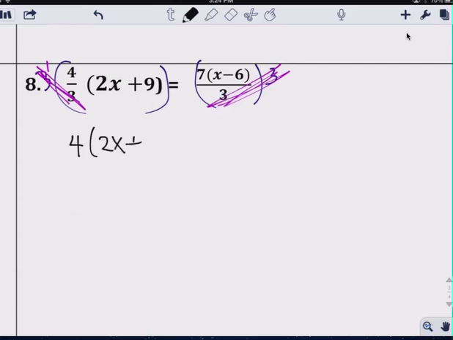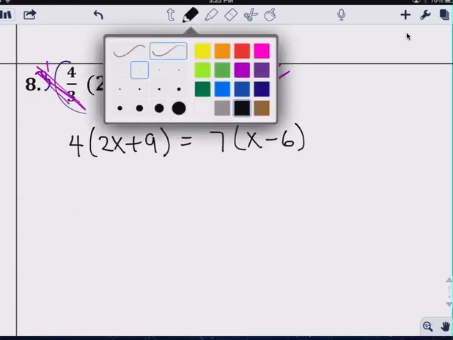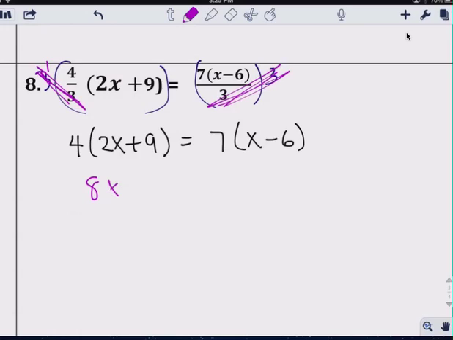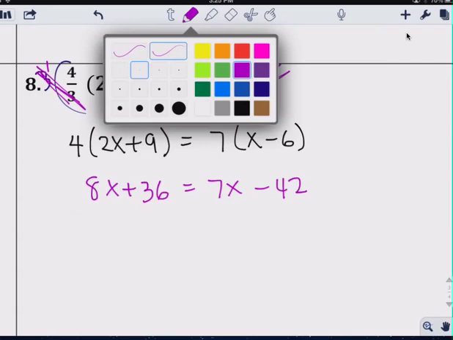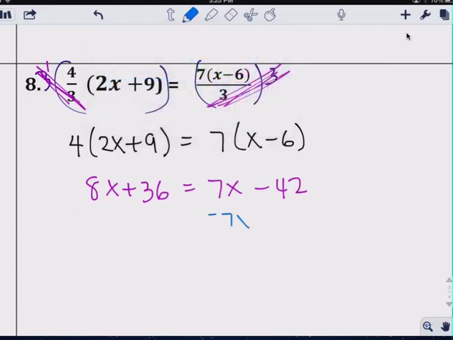2x plus 9 equals to 7 parentheses x minus 6, right? Any questions so far? Okay, so that's 8x plus 36, right? 7x minus 42, right? Okay, now which one would you get rid of? 7. It gives you an x only, or 1x if you want to. But we all know it's a 1, right?